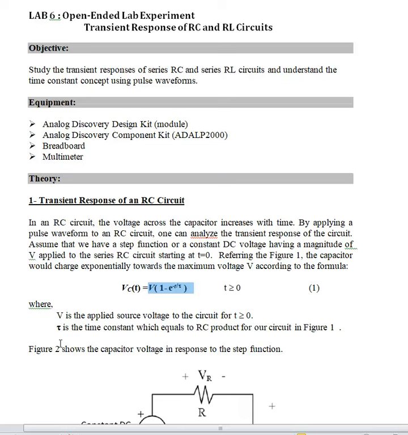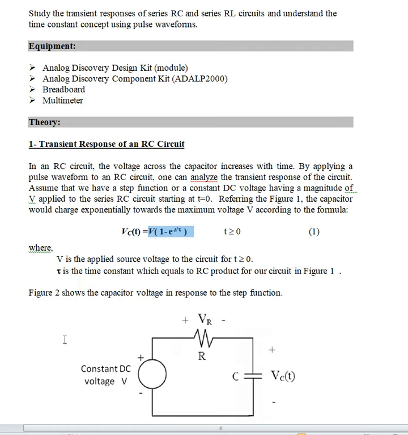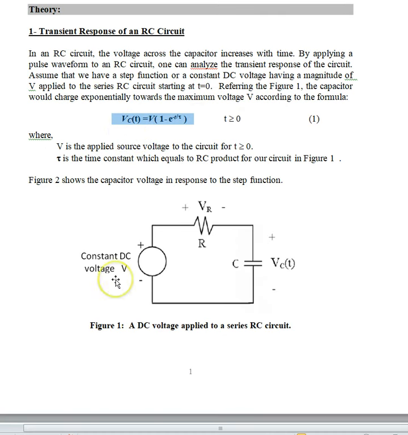In this lab, we will be studying the transient responses of RC and RL circuits. In a series RC circuit, when a DC voltage source is connected, the capacitor voltage doesn't immediately increase to the value of the voltage, so it doesn't charge immediately. Rather, it takes some time and charges according to this exponential formula. So it doesn't like changes in voltage.